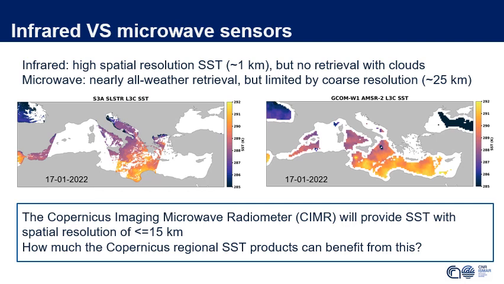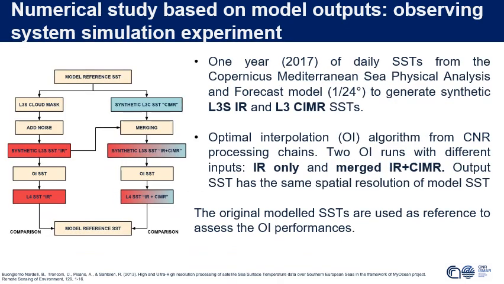Given that CIMR is expected to retrieve SST at a resolution lower or equal than 15 kilometers, we did a preliminary assessment of the impact that this instrument could have on the Mediterranean SST products. The following work is based on the Copernicus Mediterranean Sea physical analysis and forecast model outputs and relies on the optimal interpolation algorithm from the SST processing chains of CNR.